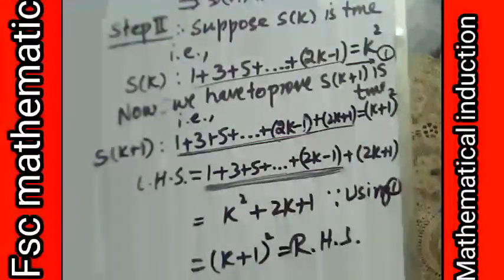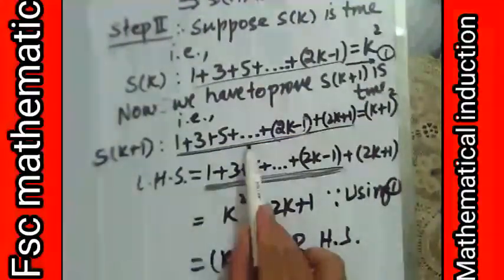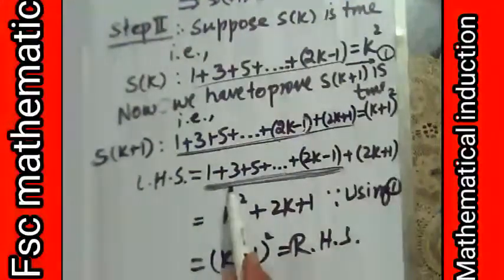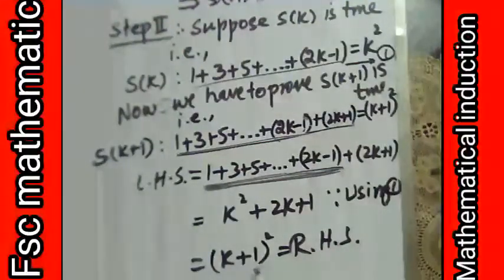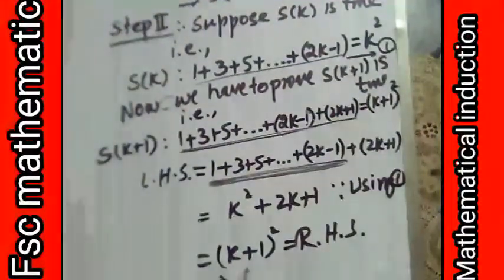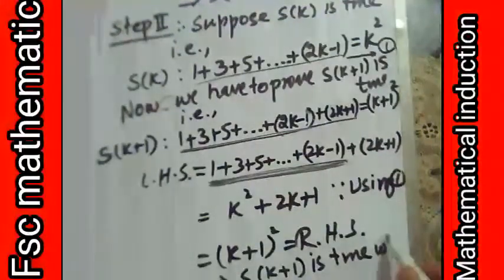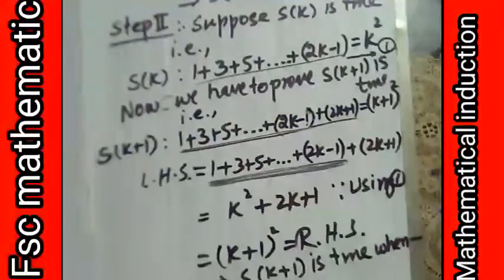From left we reached right. S of k plus 1 has a left hand side and a right hand side. We converted left hand side to its right hand side. It means this statement S of k plus 1 is proved. This implies S of k plus 1 is true, but remember, we have to write here whenever S of k is true. So step 1, our condition 1, is proved true. Then we proved condition 2. Condition 2 is also satisfied.